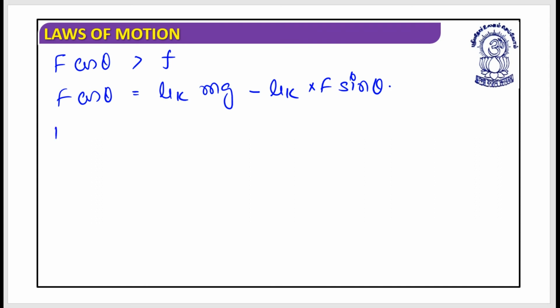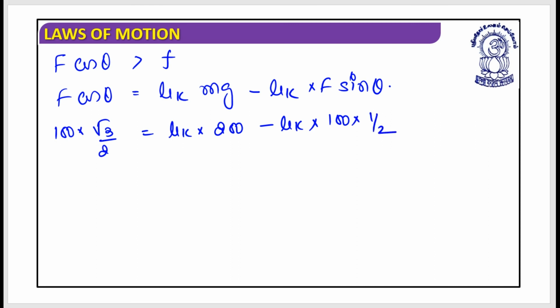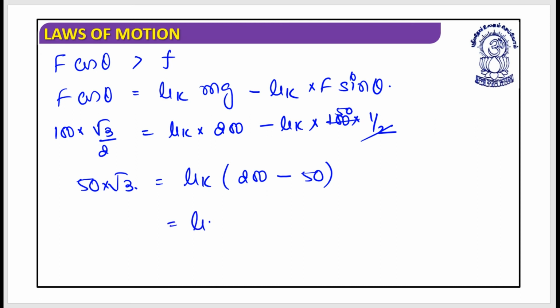So this is 100 into cos 30, which is root 3 by 2. That should equal mu k multiplied by mg, which is 200, minus mu k multiplied by F sin theta, which is 100 into sin 30, it's half. So this is mu k multiplied by 200 minus 50, which should be 150, and this equals 50 root 3. So mu k should be 50 root 3 by 150.